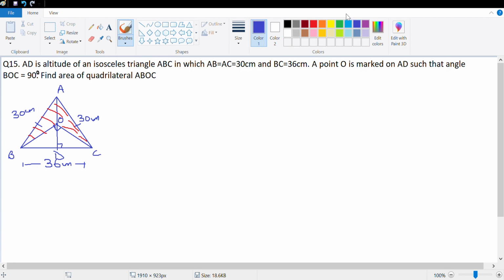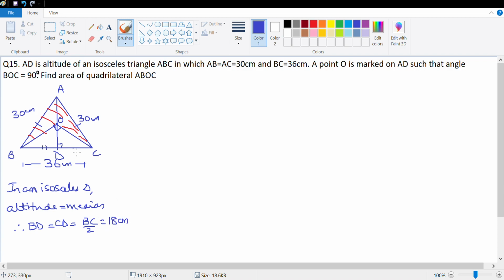So let's look at this. In an isosceles triangle, altitude is equal to median. Therefore, BD is equal to CD is equal to BC upon 2 is equal to 36 upon 2, that's 18 centimeter. So BD and CD are equal and they are 18 centimeter each.